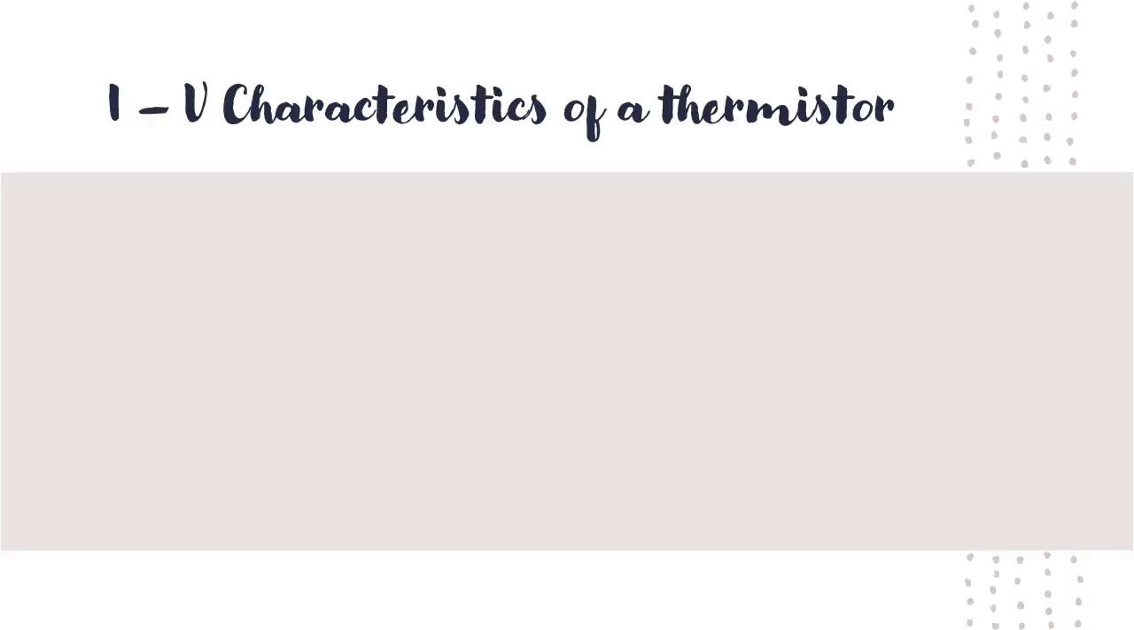Next we are going to see the IV characteristics of a thermistor. We have seen a few IV characteristics before. We have seen the IV characteristics of a resistor or a metal wire. We have seen the IV characteristics of a filament lamp. We have seen the IV characteristics of a diode. Now we are going to see the IV characteristics of a thermistor.